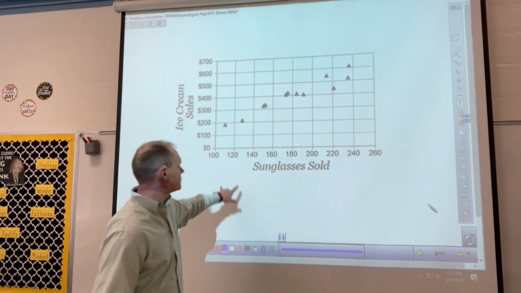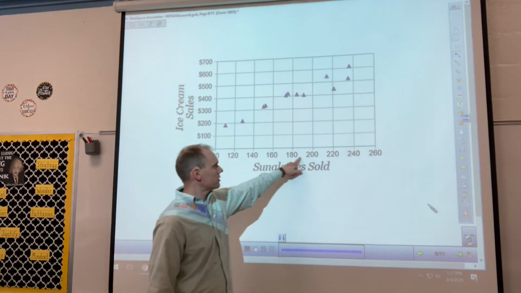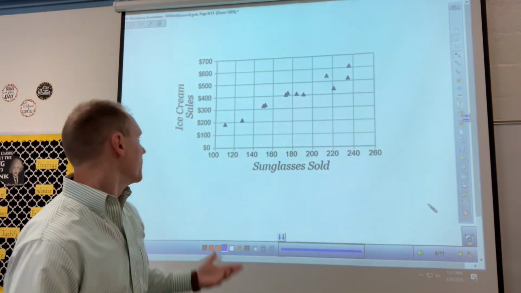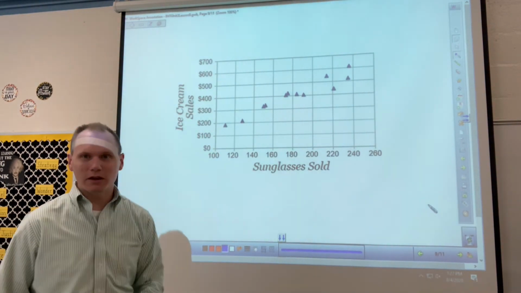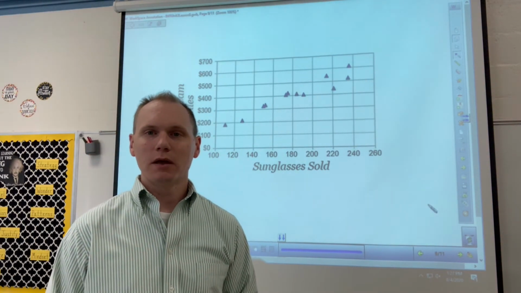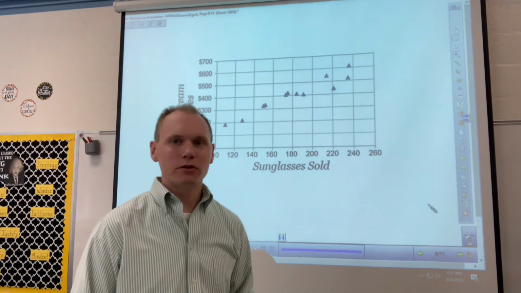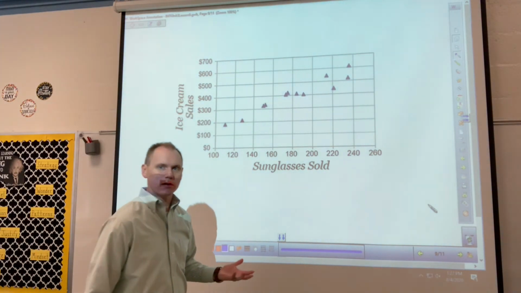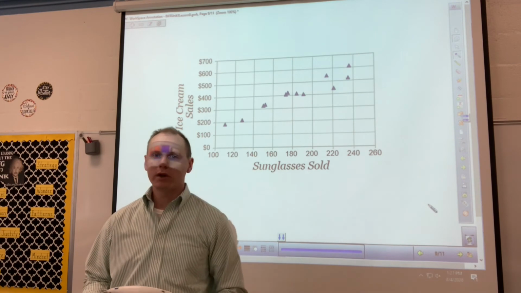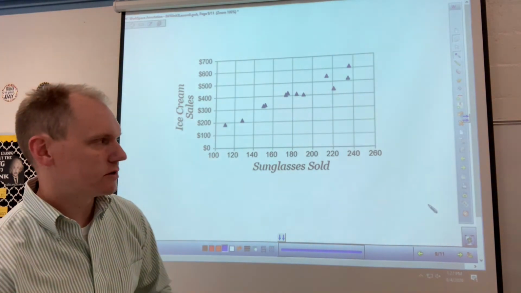When does the number of sunglasses sold occur? In the summertime, right? When it's bright outside. When does the ice cream sales increase? More people can buy ice cream in the summertime, right? And so there's this lurking variable of time of year that's happening here, and so we cannot say that one is causing the other one.